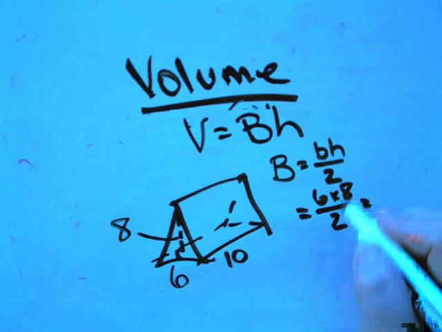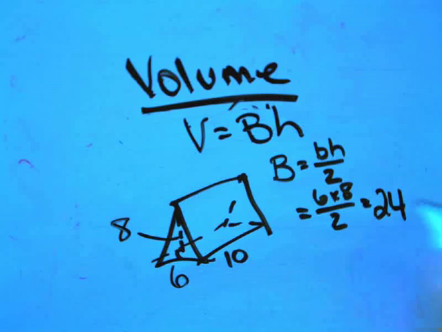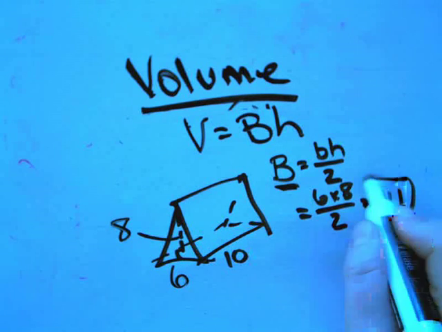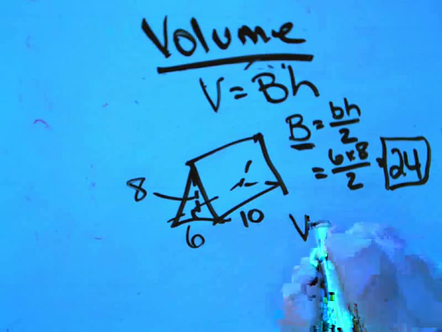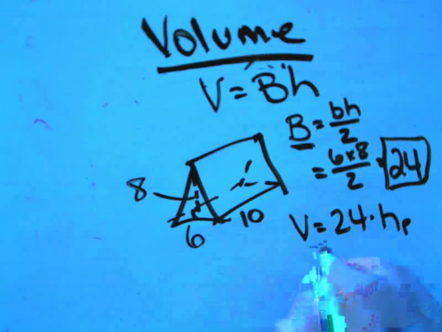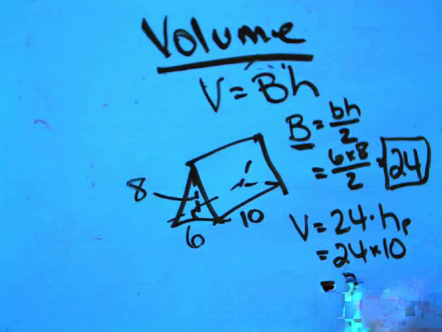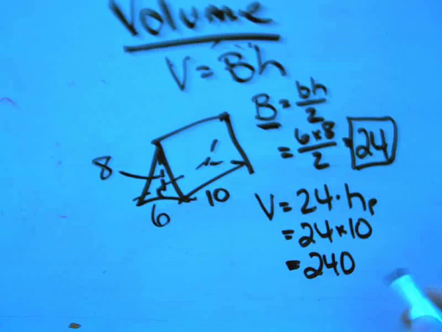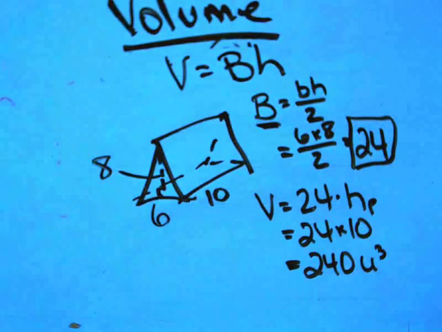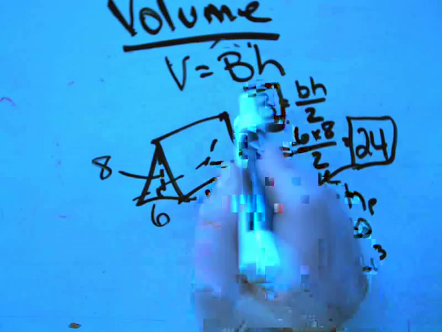So now we have 48 divided by 2, which is 24. So this goes back into the equation for the big B. So now our formula equals 24 times the height of the prism, which is 24 times 10, which is 240, and it would be measured in cubic units. Okay, so you see how we substituted in that 24 for the big B. Big B was 24.